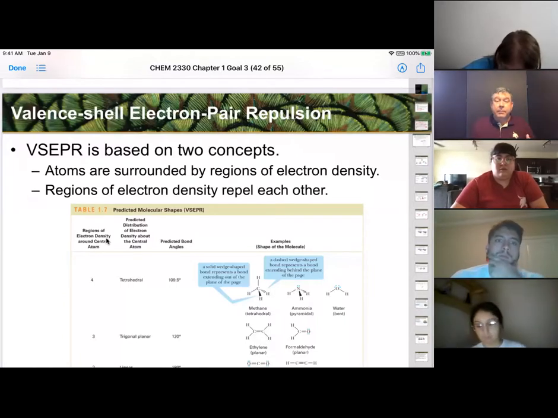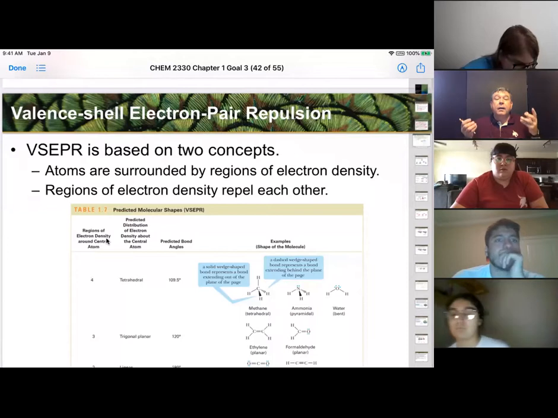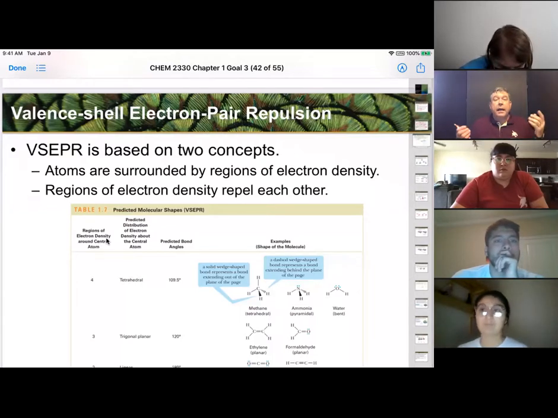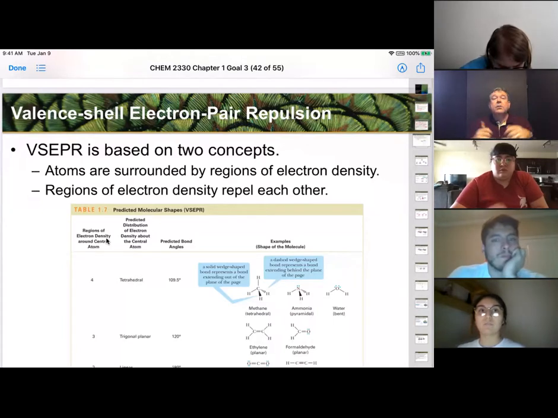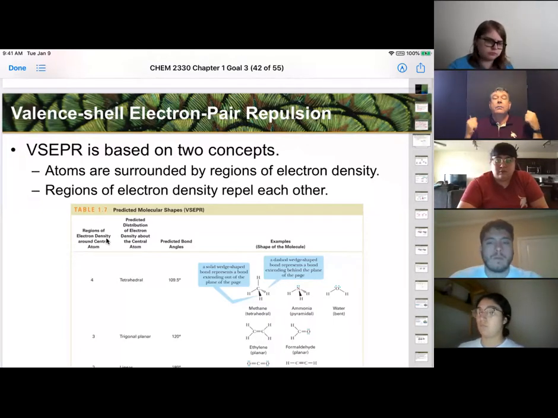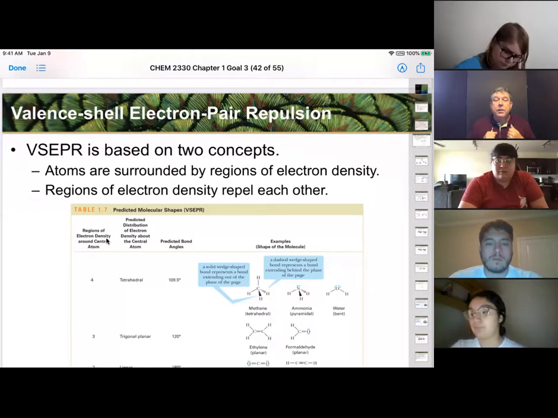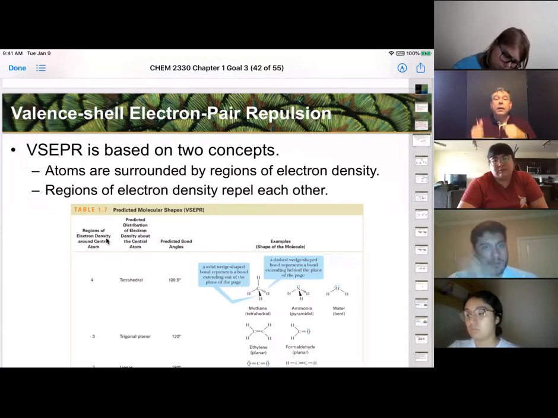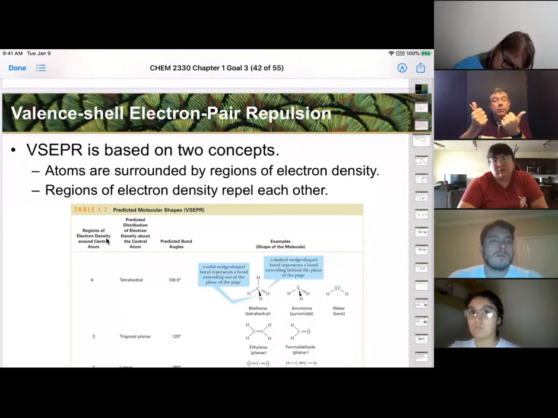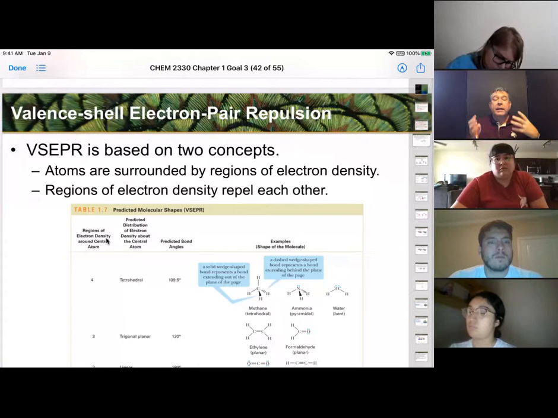It's a fancy name for electrons have negative charge, right? And negative charges, the same charges, repulse each other. So they basically want to be as far apart from each other as possible. Depending on how many regions of electron density you have, meaning a bond or a lone pair, those bonds or lone pairs are going to try to repel each other as much as possible. And when we do that, we get different 3D spatializations.